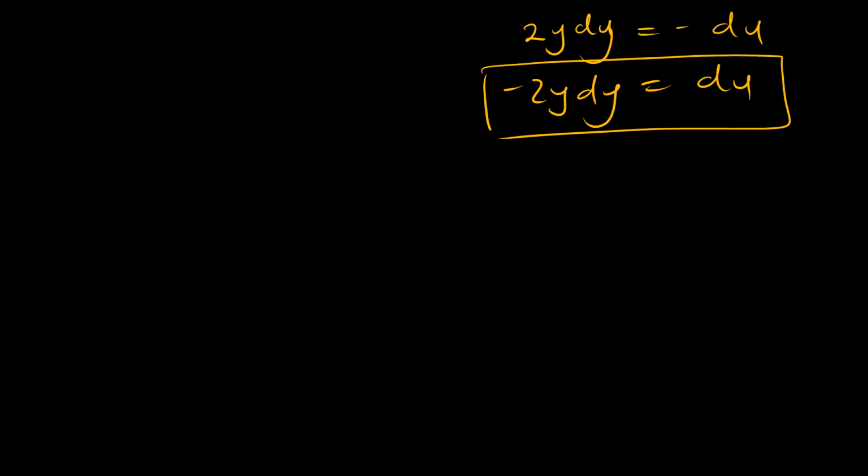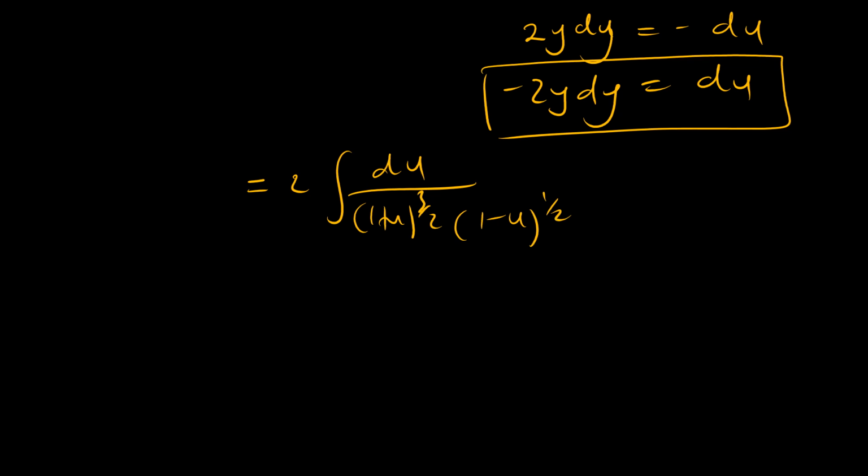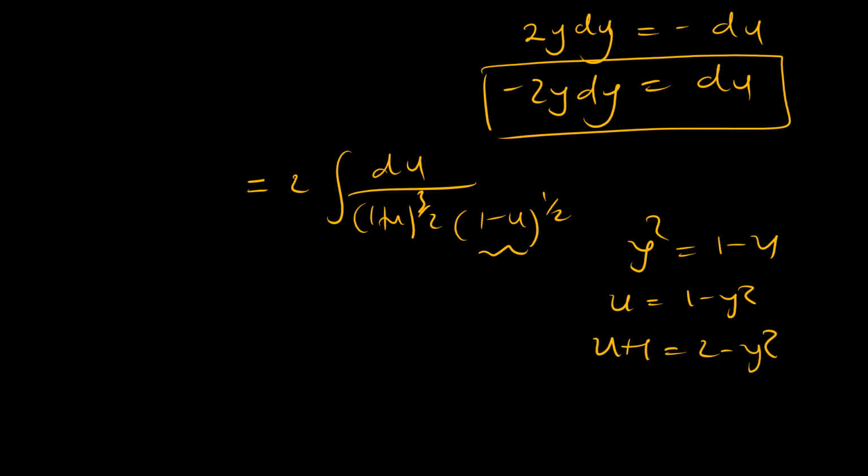Which is good because our previous integral was 2 du over (1 plus u) to the 3 over 2 times (1 minus u) to the half. So this part is going to be y, but then if y squared is equal to 1 minus u, and so u is equal to 1 minus y squared, therefore u plus 1 is equal to 2 minus y squared.